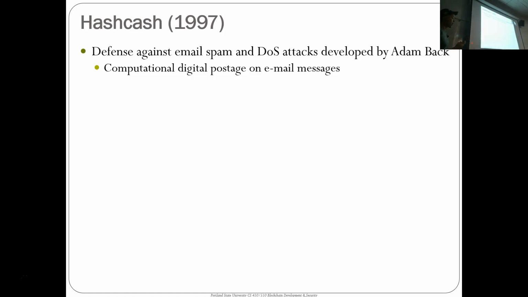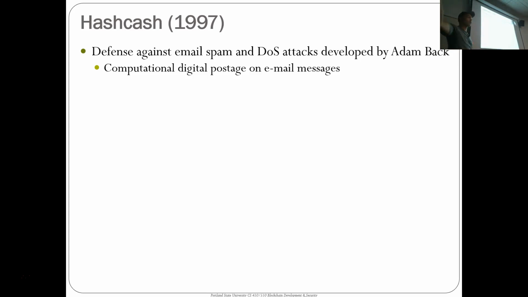And Adam Back created this system where he decided, what happens if the sender is forced to add postage, some kind of computational postage on the email that the sender sends before the recipient will receive that message into the inbox? This is the problem with email: a sender, without consuming any resources, can load up a server with all sorts of messages and force the server to store them. This kind of asymmetry of resource consumption is what you want to remove from client-server systems.